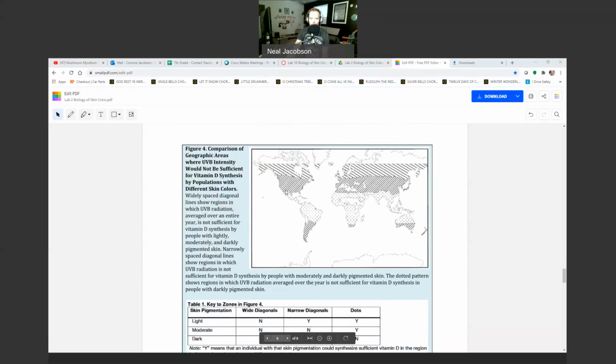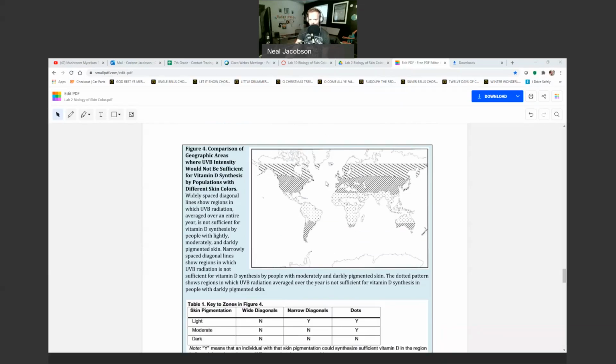All right, so in this figure here, from Dr. Jablonski's paper, you see these wide lines out here. The wide sideways lines are where they basically rated people's skin colors in three shades: light skin, moderate, so kind of tannish brown skin, and then very dark skin. They found that in these northern latitudes, and maybe down here in Antarctica, but most people don't live up here or way down here, nobody gets enough UV light to produce enough vitamin D. And so that's what those wide lines are.